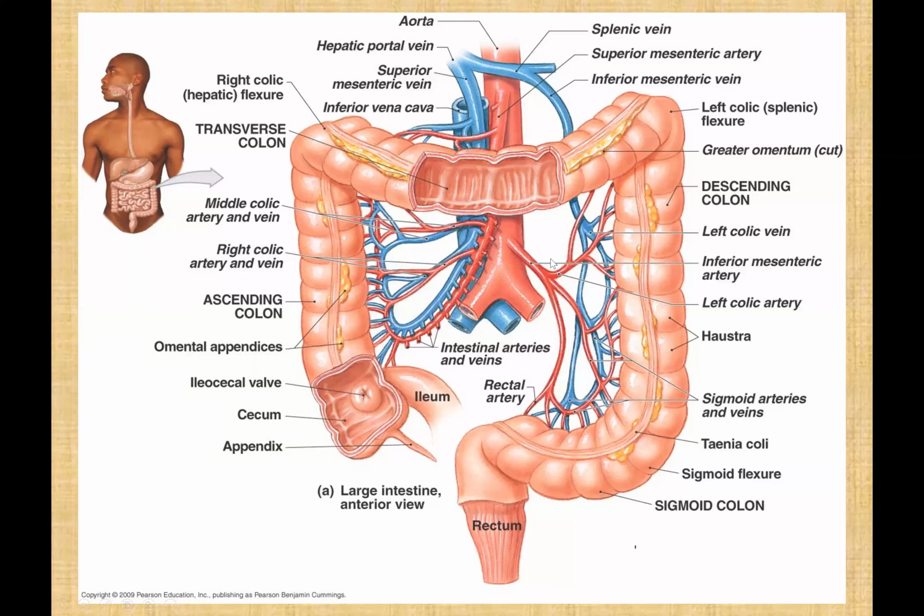So as we are having the left inferior mesenteric artery, there too, we are looking at the middle colic artery and its vein. And then we can also look at the superior mesenteric artery. So you can see the superior mesenteric artery is coming a bit above the transverse colon, while the inferior mesenteric artery is below the transverse colon.